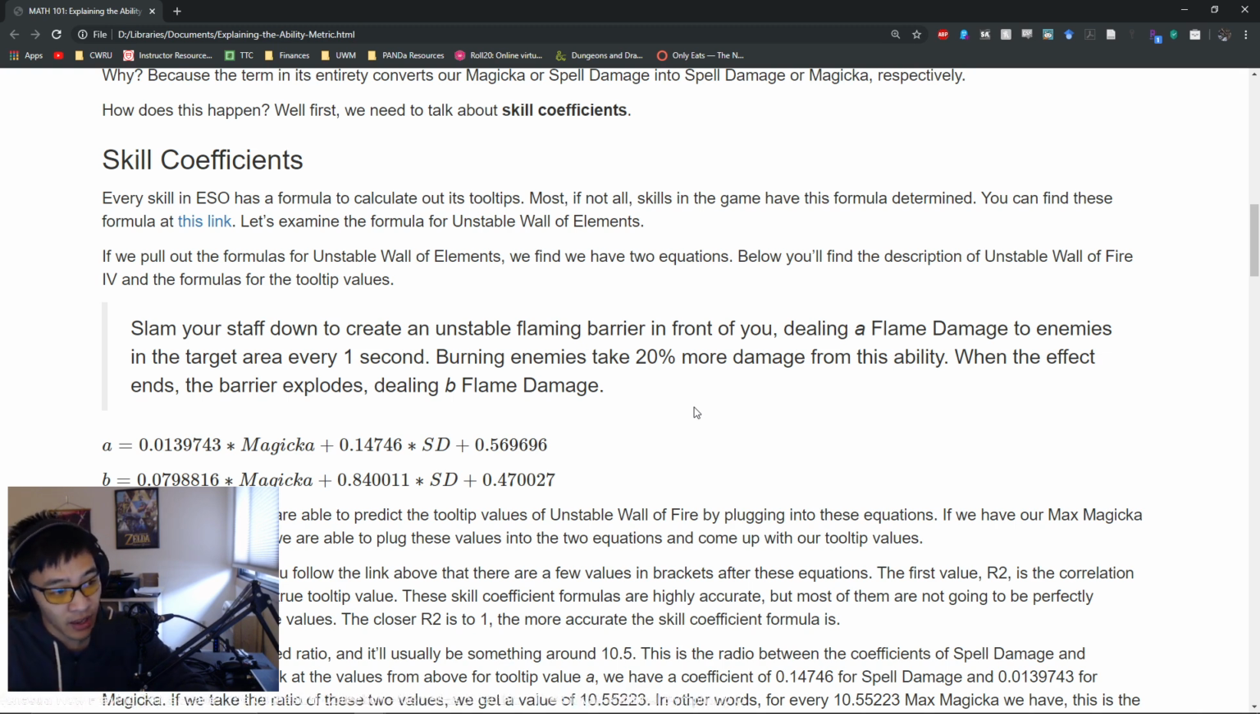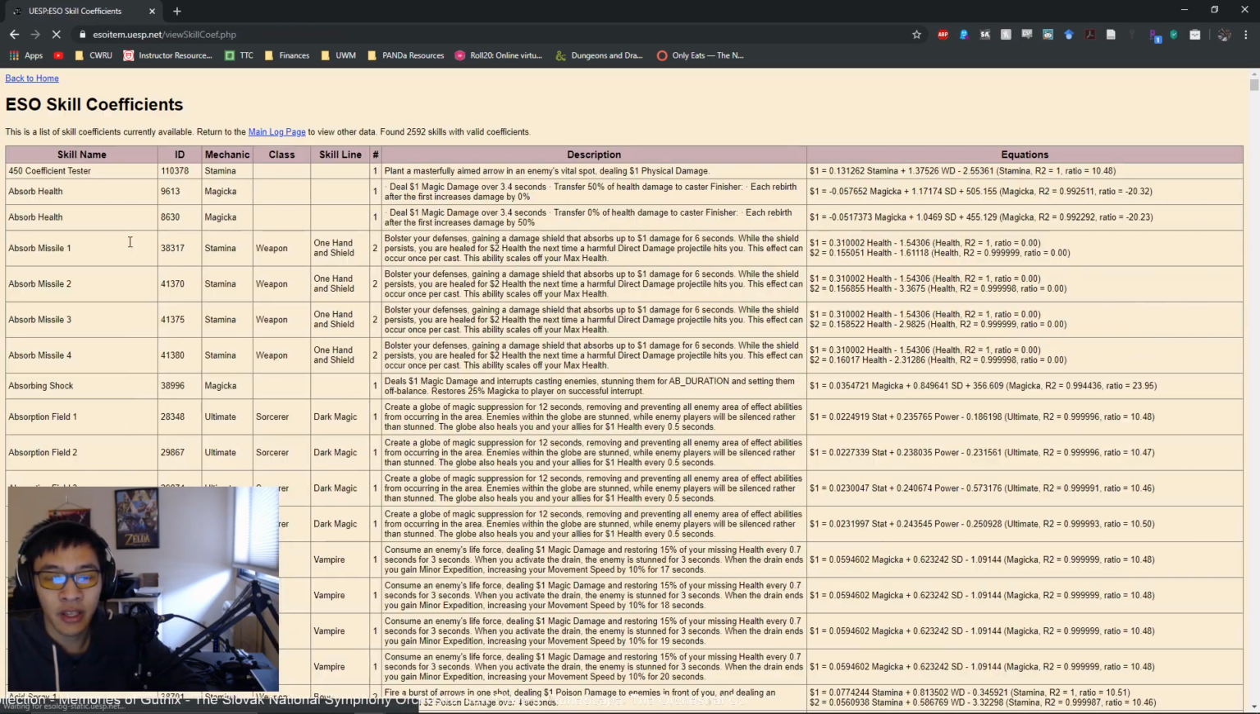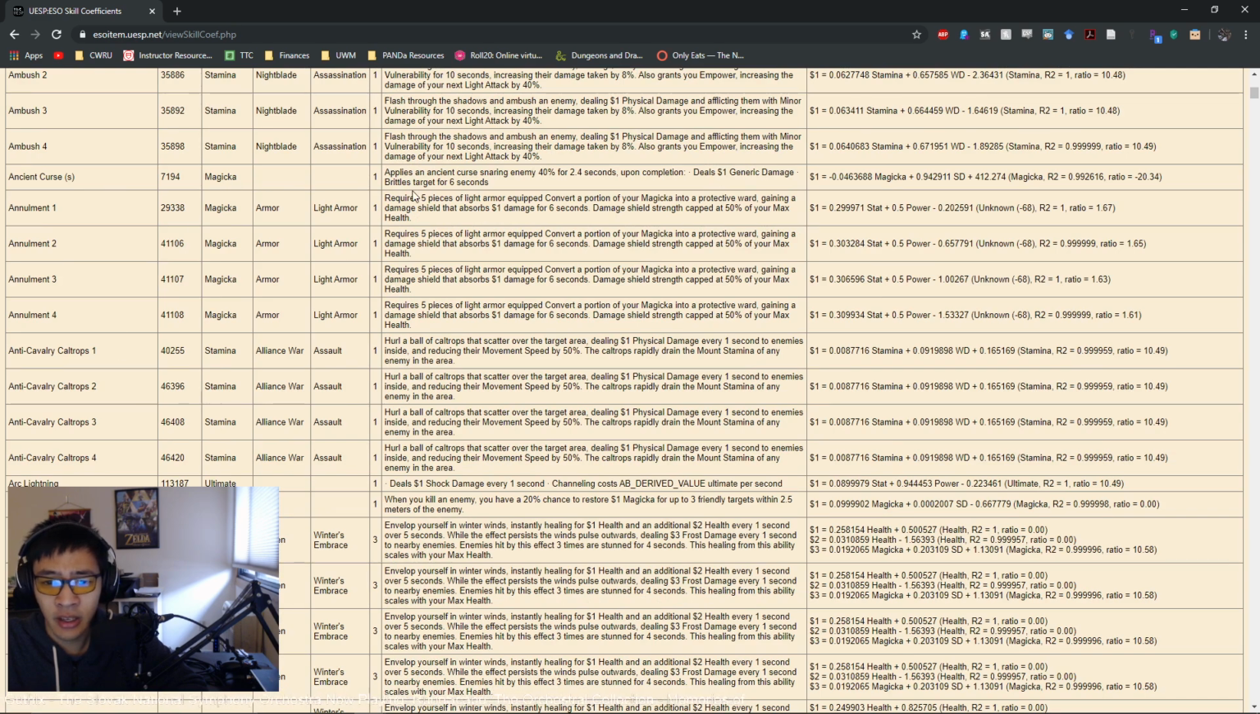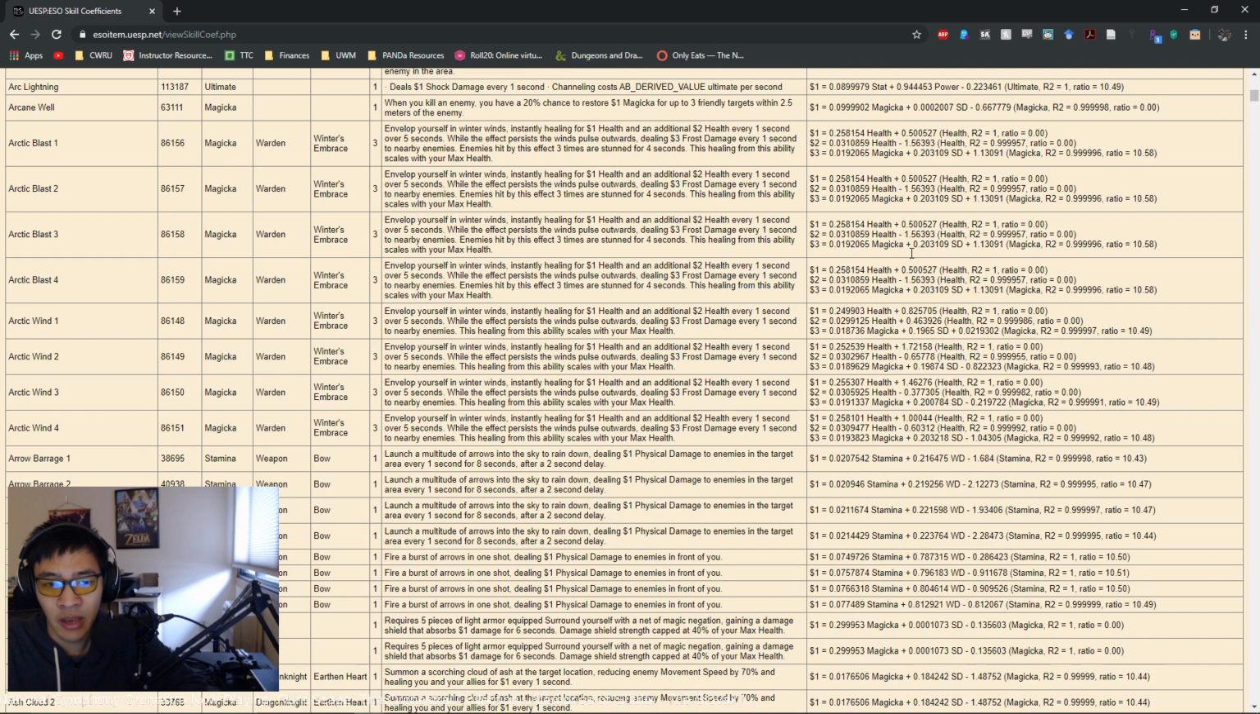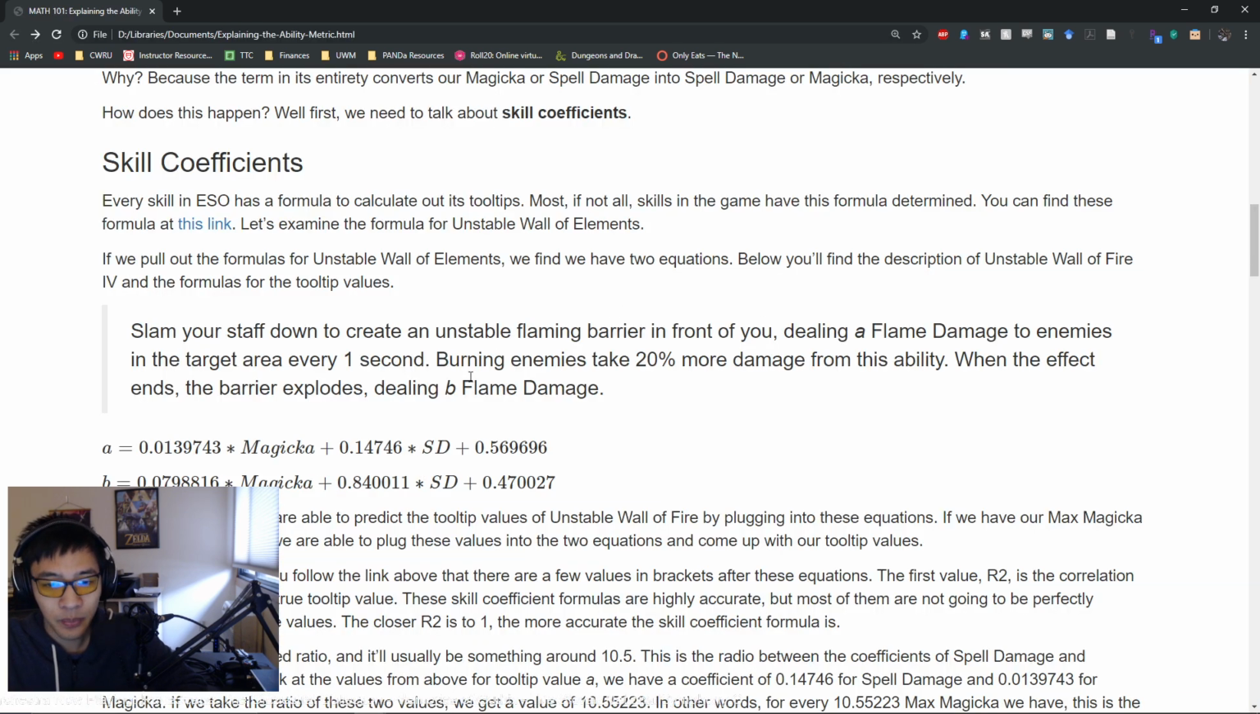A lot of this has basically been data dredged. These formulas that you will find, I do have a link to them here. If we go ahead and click on this link, you'll find that we go to the UESP website, and they have basically the formulas for every single ability in the game, not just player abilities, but also NPC abilities as well.